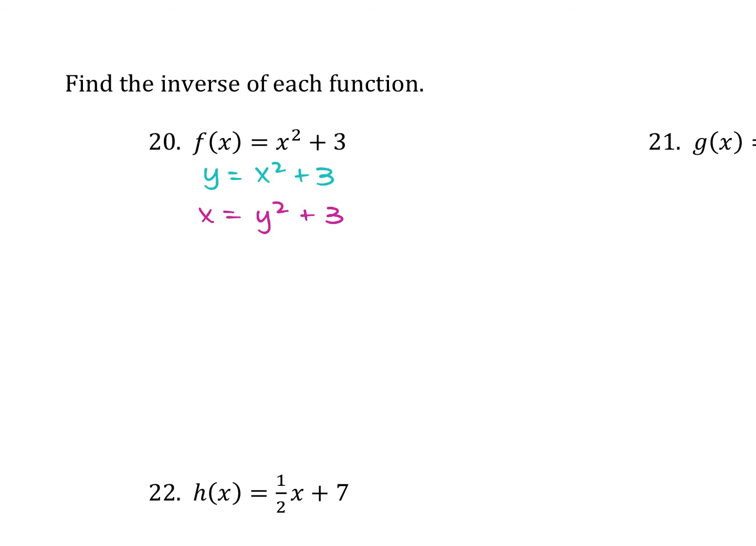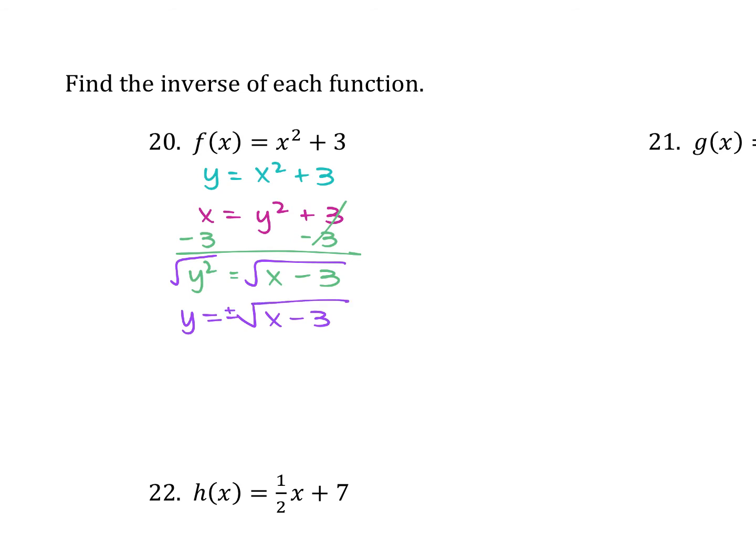So we're going to finish this off by subtracting 3 from each side. This gives us y squared is equal to x minus 3. Take the square root of both sides. You're going to have y is equal to the square root of x minus 3. And that goes plus or minus in front of it. So we start with f of x. When we write our answer, that's f to the negative 1 of x is equal to plus or minus the square root of x minus 3.